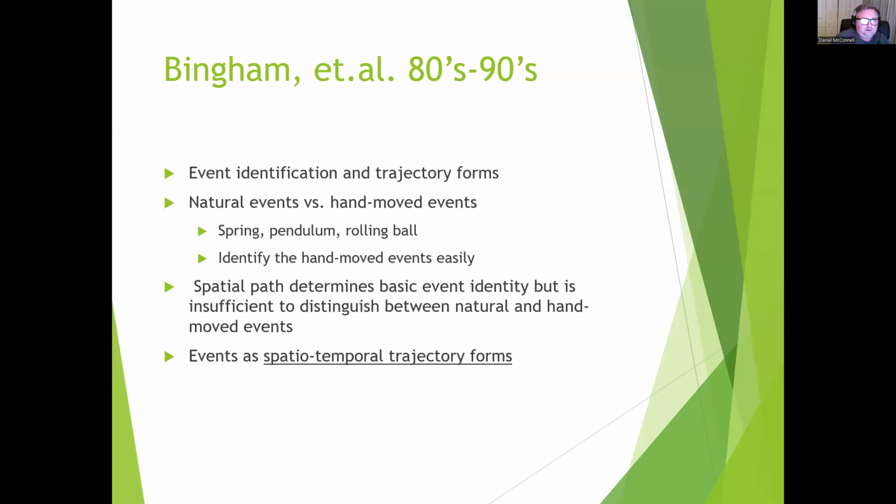And so, in a way that's very much inspired by the marionette puppet example that Johansson had done, Bingham uses what we're going to call here natural events and hand-moved events. So I have some examples here of a spring, a pendulum, and a rolling ball. Balls like rolling down a ramp, right?